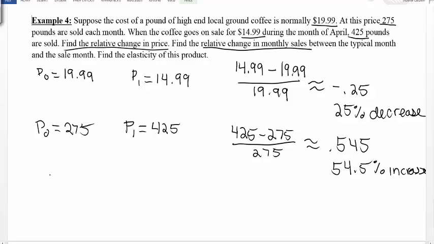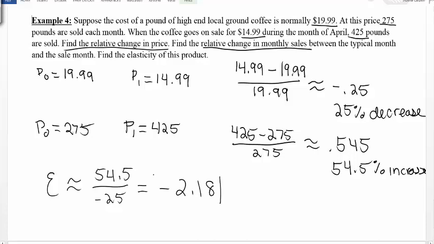So again, the elasticity, I'm going to write this as E, is approximately 54.5, the relative change in quantity, divided by negative 25. And again, the negative doesn't really matter because we're going to take the absolute value of our answer, but it is there since it was a decrease. We get negative 2.18. And again, that's approximately. And if we take the absolute value of that, our factor is 2.18.